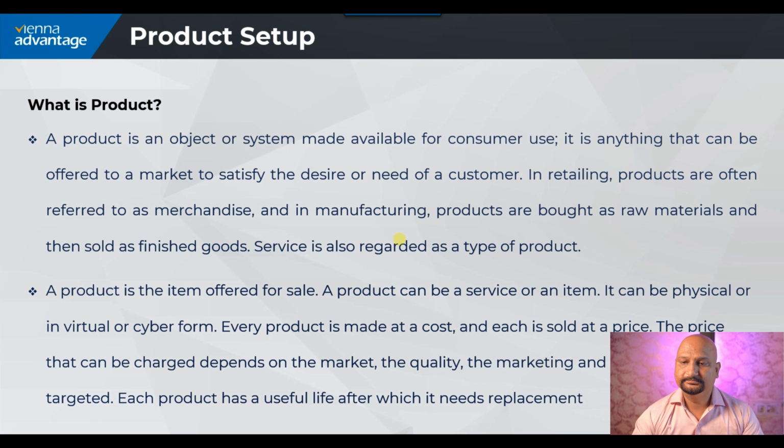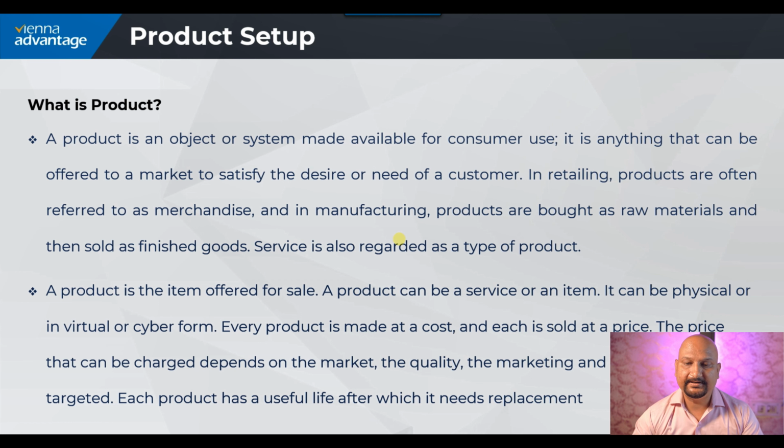In retailing, products are often referred to as merchandise, and in manufacturing, products are bought as raw material and then sold as finished goods. Service is also regarded as a type of product. A product is the item offered for sale. A product can be a service or an item. It can be physical or in virtual or cyber form.